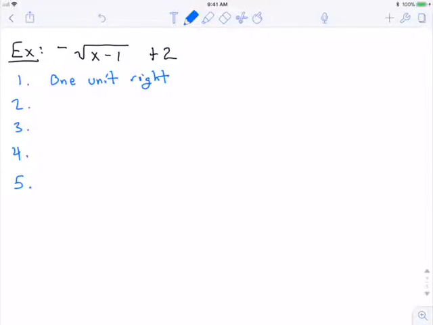Now we ask, do we have any y-axis reflections? And the answer is no. We have a positive x, no negative signs right here, so no y-axis reflection. Now do we have any x-axis reflections? The answer is yes. We have a negative right out here, so we do have an x-axis reflection. Now, do we have any vertical shifts? And the answer is yes. We shift 2 units up. And again, we have no stretching and shrinking.